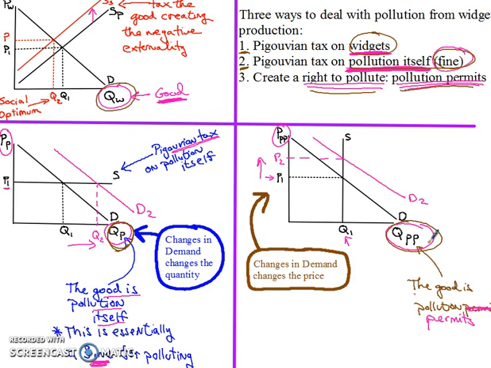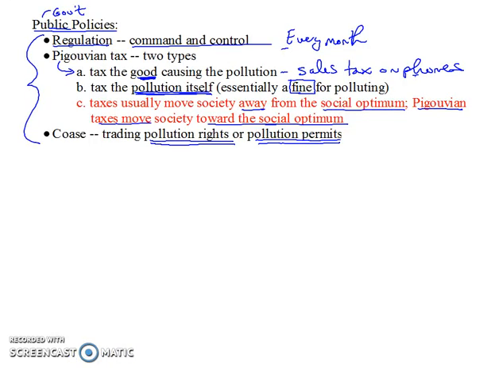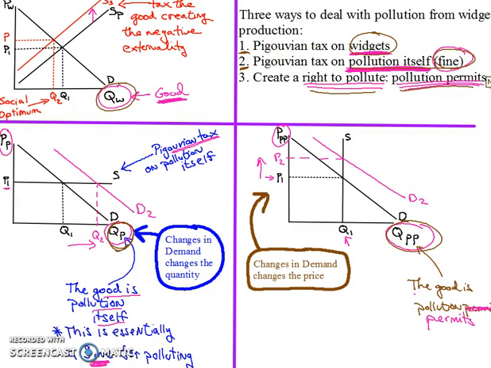All right, so I hope that helps understand these concepts. If I just go back here, I hope that helps understand these concepts of the possible choices available to governments through public policy. Okay, they can use the Pigouvian tax on the good that creates the pollution. They can do the Pigouvian tax based on the pollution itself, or they can create a new right, which is pollution permits.